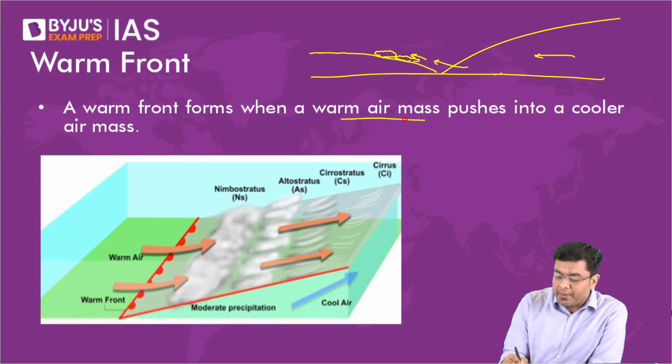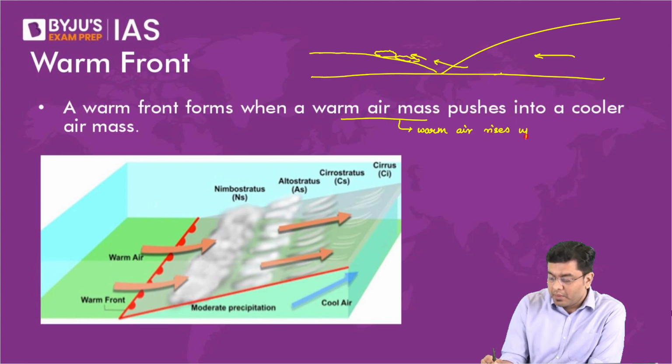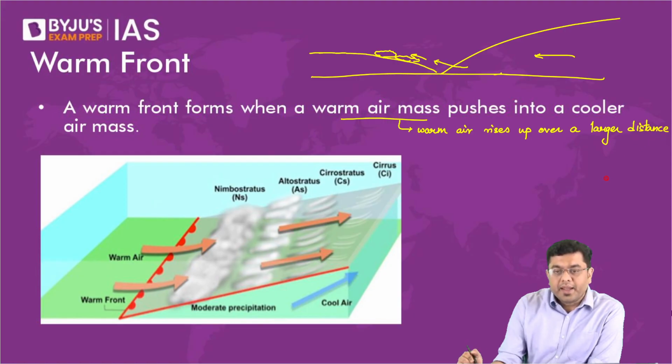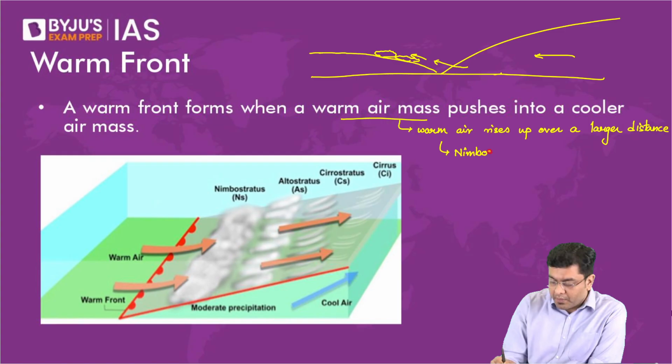So warm air, as it pushes in, rises up over a larger distance, isn't it? It rises up over a larger distance. So you have stratus or nimbostratus and stratus type of clouds.